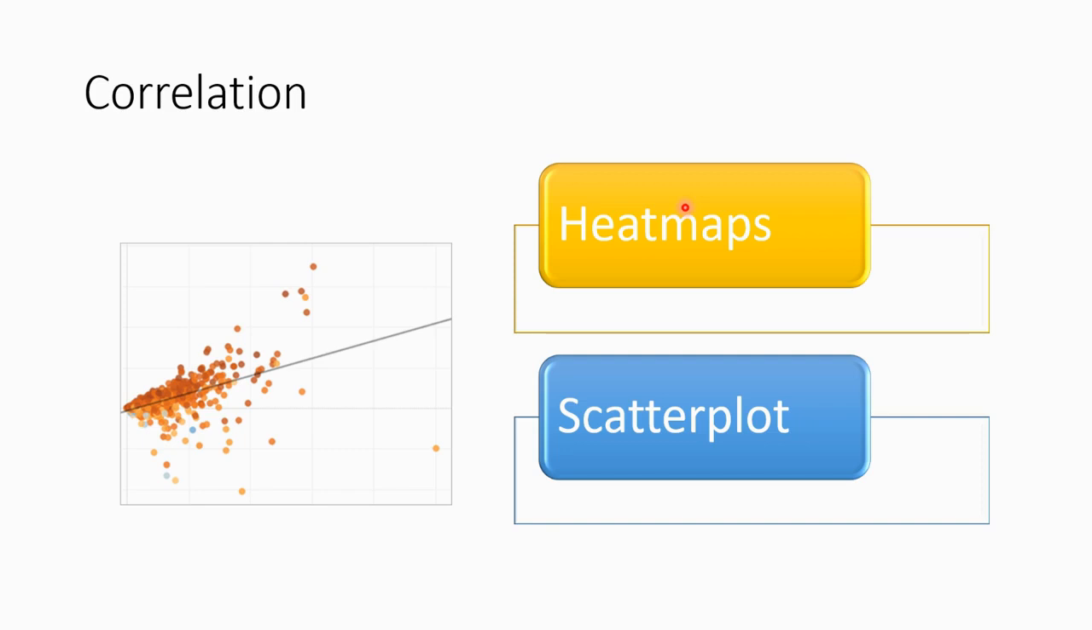This chart can answer: are these two measures related, and how strongly? Are some measures more related than others? So to represent a correlation, you can use a heat map or a scatter plot.